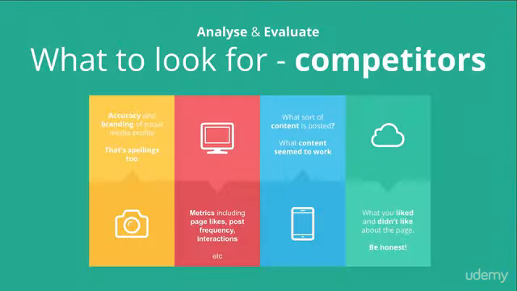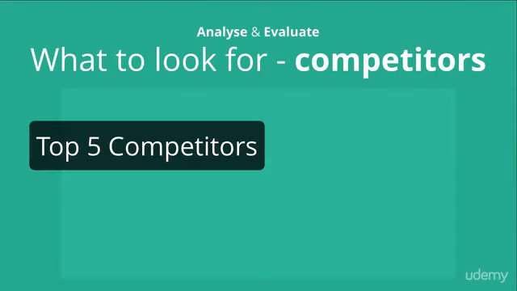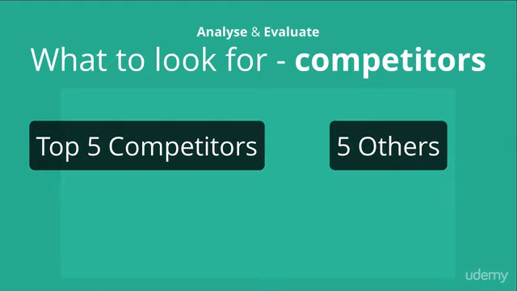Now, onto your competitors. Next, I want you to list your top 5 competitors, and then also 5 companies that you like. These 5 companies could be companies in the same industry as you, but perhaps they exist abroad or in a different city. Or they could be aspirational brands doing social media brilliantly, like Virgin Trains or Innocent Smoothies here in the UK.